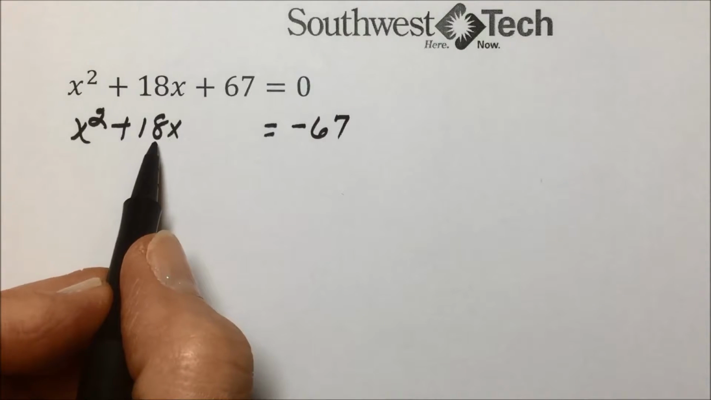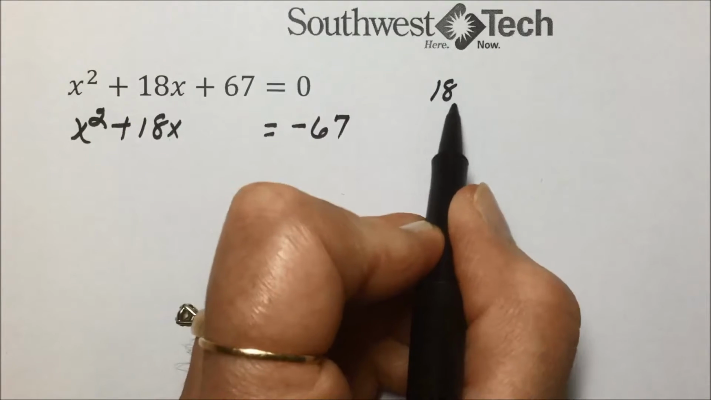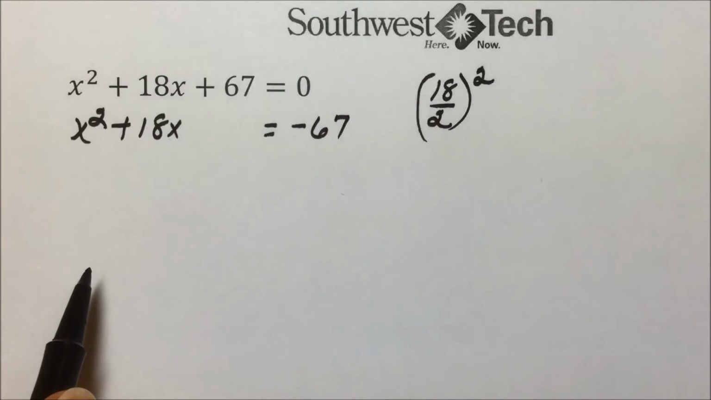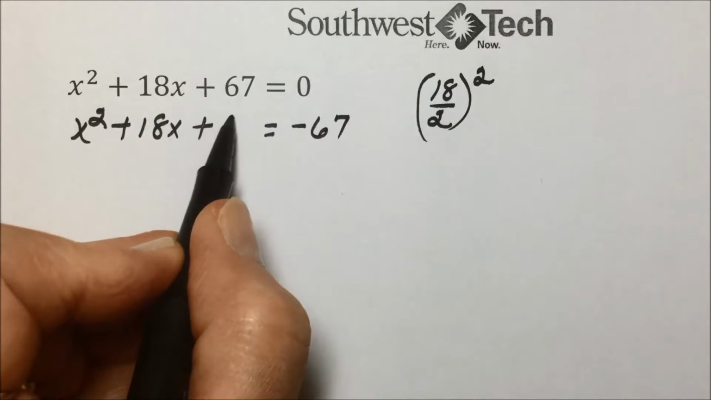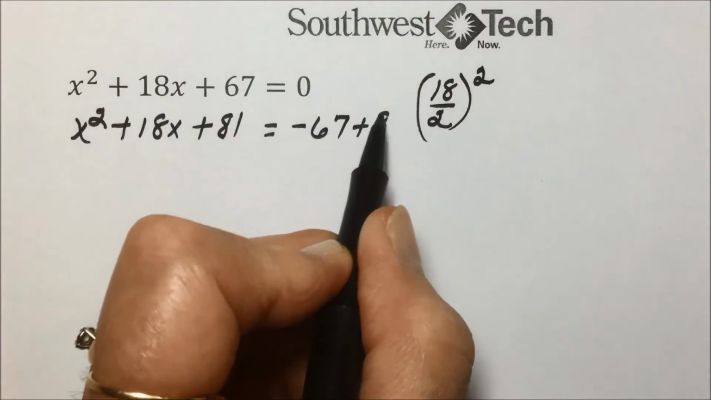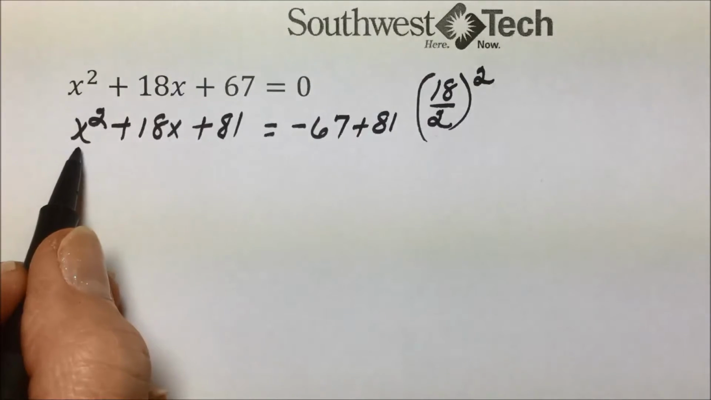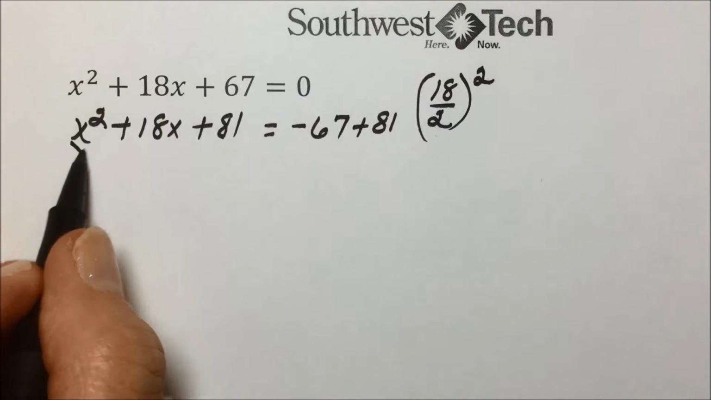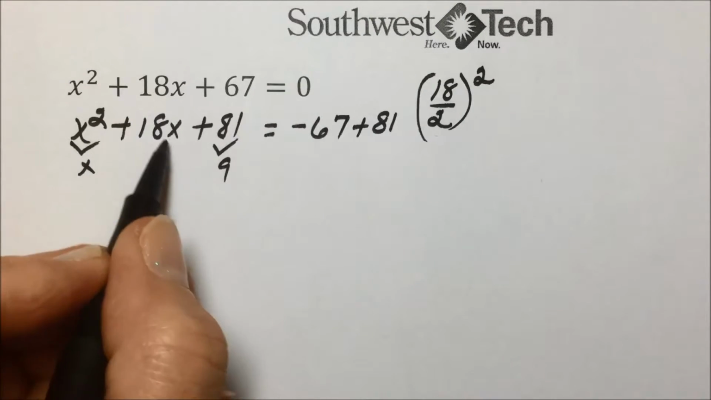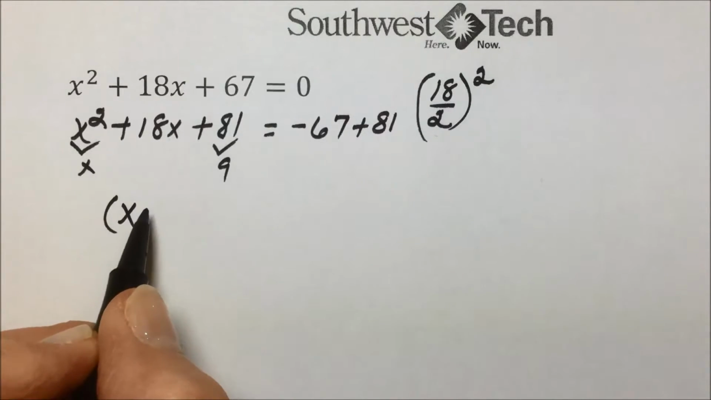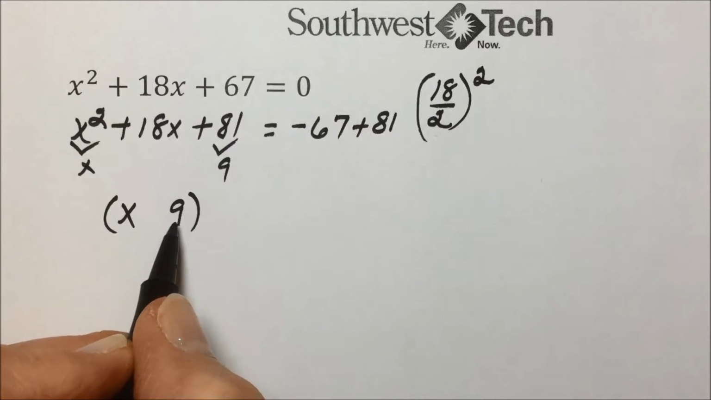Moving on, we take the coefficient of our x term, which is 18. We are going to divide it by 2, which will give us 9, and then we will square it, which gives us an 81. We will add an 81 to both sides of the equation, which is going to give us a perfect square on the left. Square root of x squared is x, square root of 81 is 9, multiply the two together and double it does give us the 18x. So we have a perfect square trinomial. We can replace this with an x and a 9 in our first term and second term.